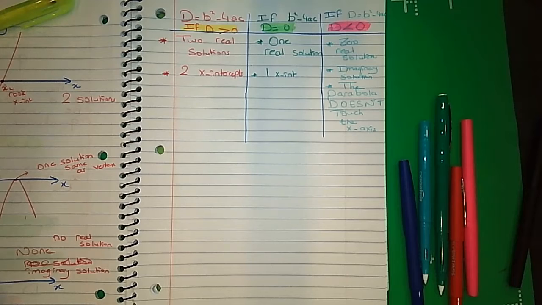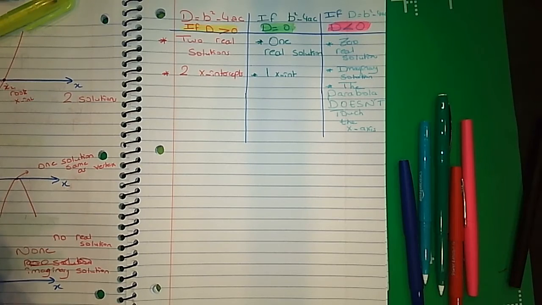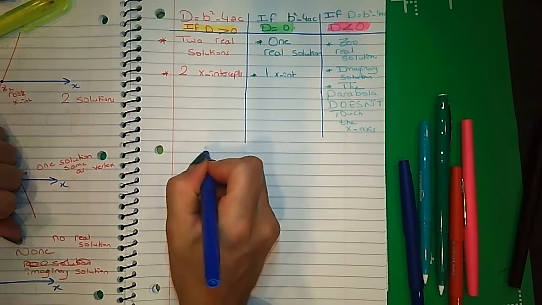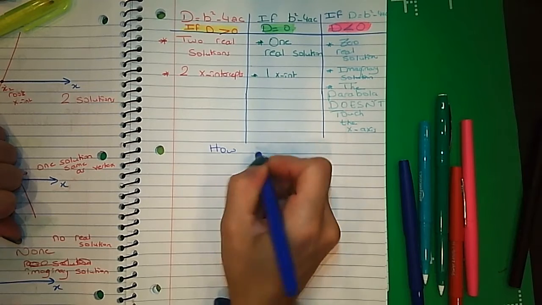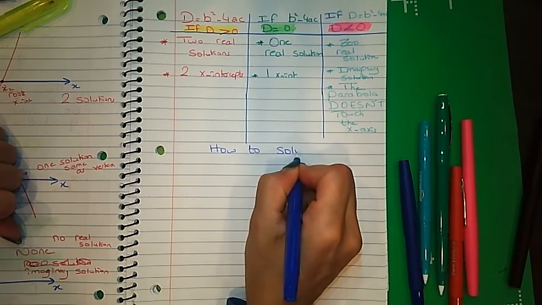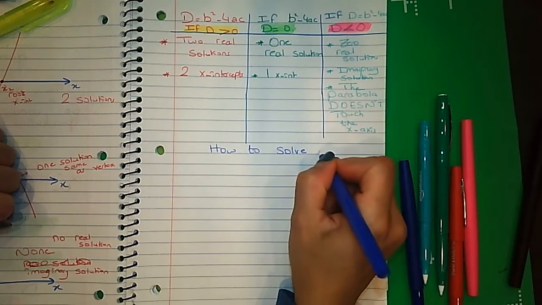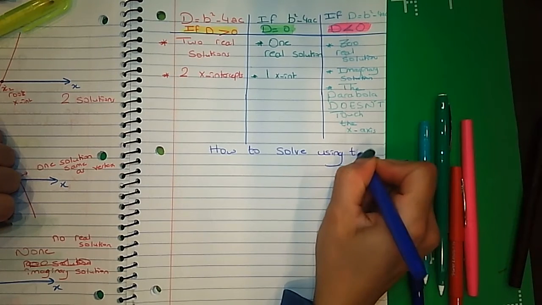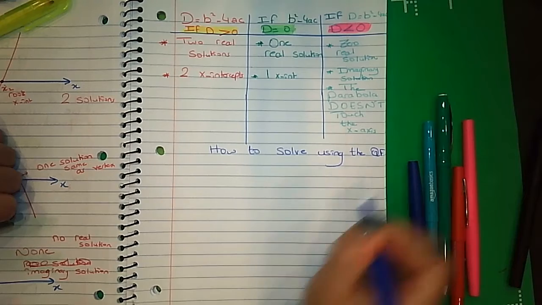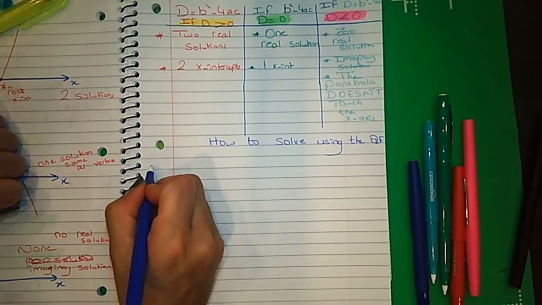So I'm going to write the steps, step by step, on how to solve this discriminant. I just like to write my steps down so that whenever you need them, you can go back and check step by step how to do the work. So, how to solve using the quadratic formula. I'm just going to write QF for the quadratic formula.